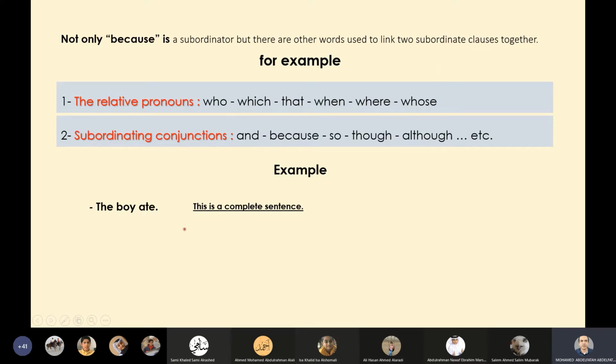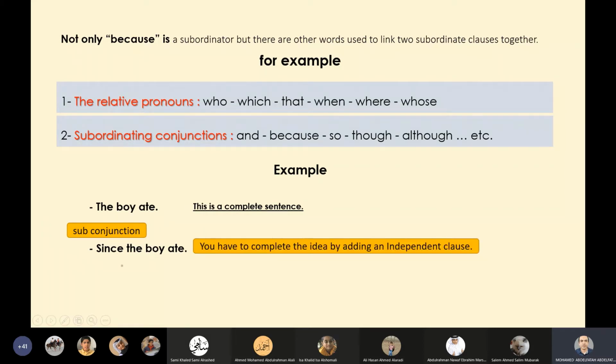This is a complete idea. But we can use a subordinating conjunction like since. Since the boy ate. When we use a subordinating conjunction, the idea is incomplete. So here you have to complete the idea. Since the boy ate, you have to complete the idea by adding an independent clause.